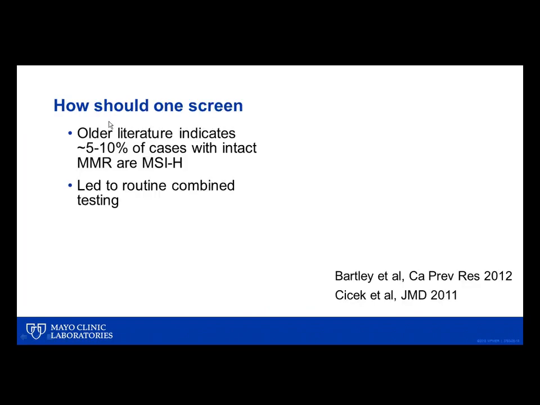So how should one screen patients for mismatch repair loss or microsatellite instability? The older literature would indicate that in 5 to 10% of cases where you have intact immunostains, you have microsatellite instability. You can see two references here from excellent groups in the field. And this led to routine combined testing, doing both mismatch repair immunohistochemistry and microsatellite instability testing.